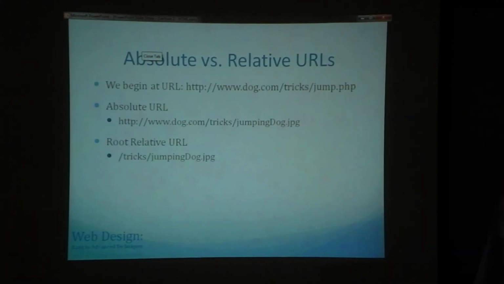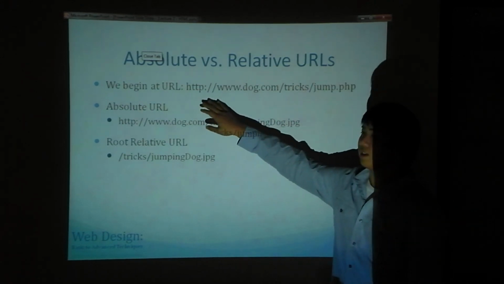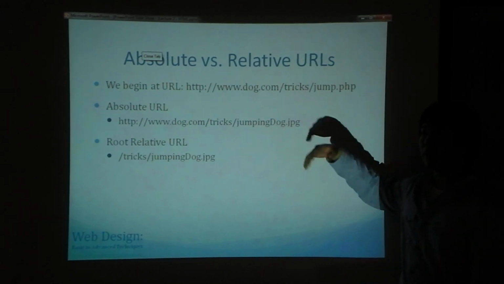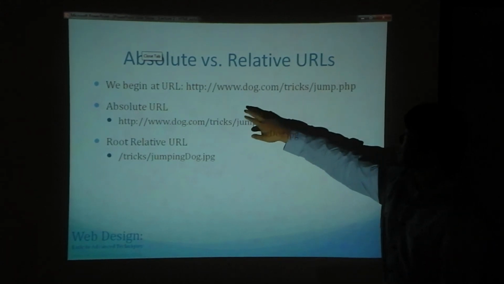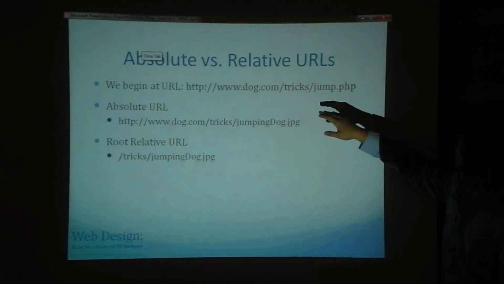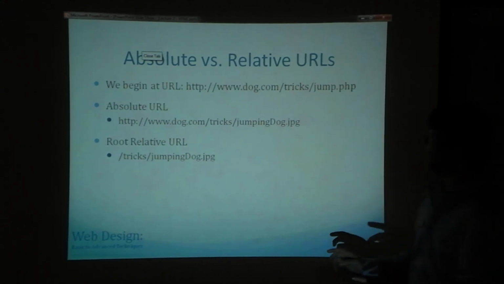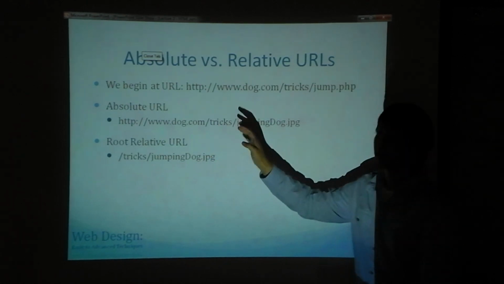All right. So here's a new thing. It's called absolute and relative URLs. Earlier, the example I gave you was what we call an absolute URL. What an absolute URL does is it specifies the exact link in its entirety about where the resource is located. So in this case, this URL is www.dog.com/tricks/jump.php. That's the absolute URL. And the relative URL would just be everything without the domain.